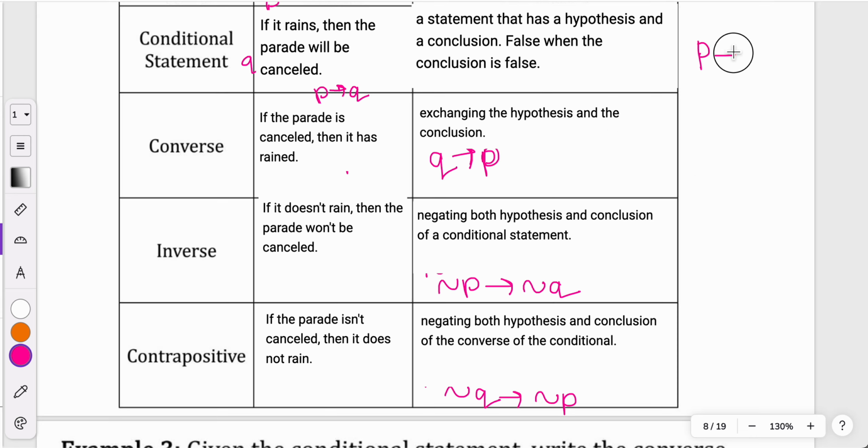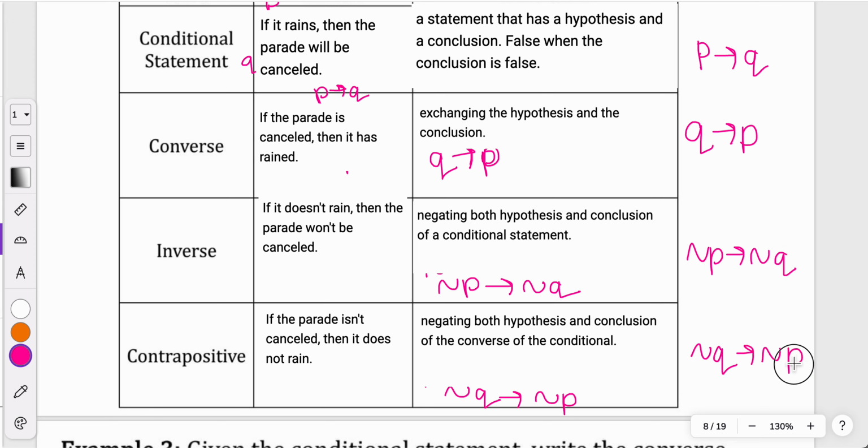So conditional is P then Q. Converse is Q then P. Inverse, not P, not Q. Contrapositive, not Q, not P. Take a moment, pause it here. When you're ready, let's go ahead and finish out with some examples. We might get interrupted by the bell because it's going to ring soon, but that's okay.